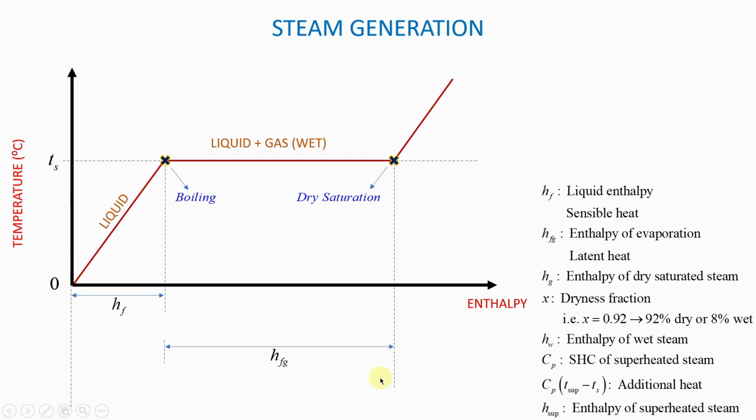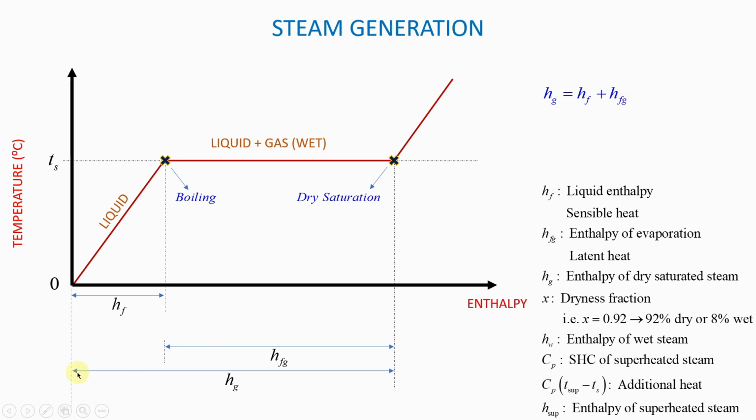Okay, and so if we want to know what will be the heat that we need to take it from 0 to dry saturation, then that will be the sum of these two, as you can see, and it is called Hg. Hg here is the enthalpy of dry saturated steam. Okay, that is Hg. And as you guessed, Hg is simply equal to Hf plus Hfg.